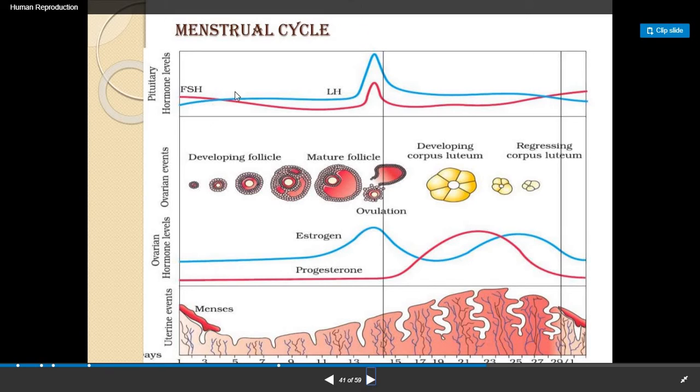Now this graph shows the different hormone concentrations, that is, on which day the concentration of each hormone reaches its peak level. LH and FSH, that is, the luteinizing hormone and the follicle stimulating hormone, you can see here that at about the 14th day the concentration of both these hormones increases. Then if the egg is fertilized, the concentration of progesterone increases as compared to the estrogen.